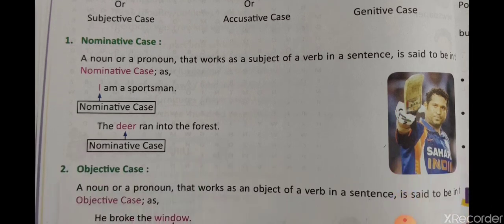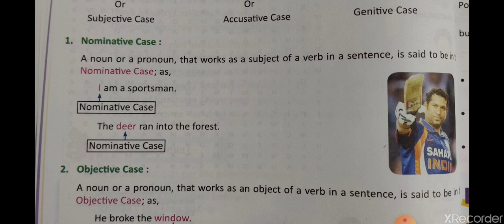The nominative case is a noun or a pronoun that works as the subject of a verb in a sentence. In this type of case, the noun and pronoun act as the subject of the verb. So in the sentence, I am a sportsman, what is the verb here? Am, right? So I is showing a relation with am, that's why it is a nominative case.